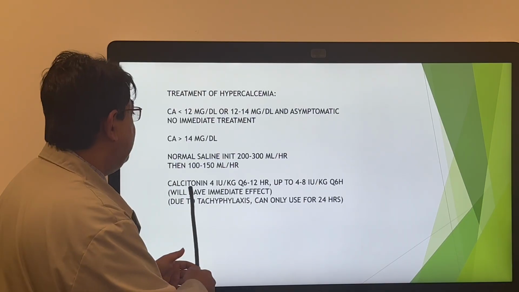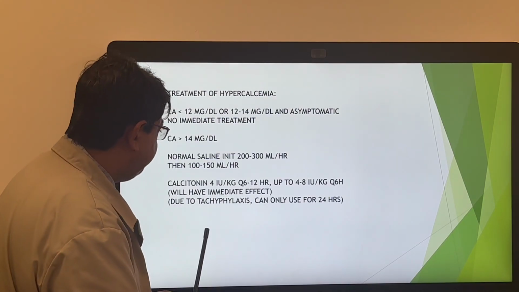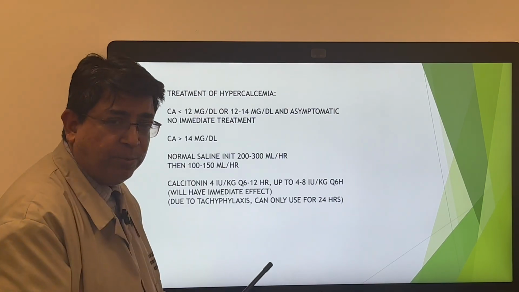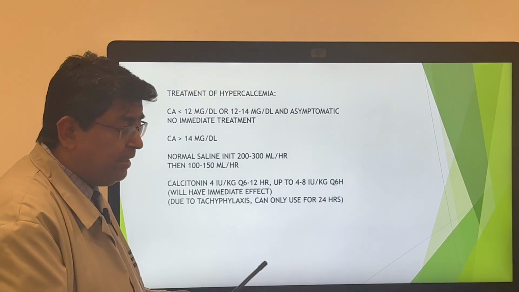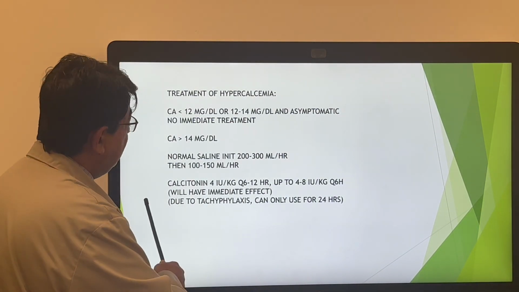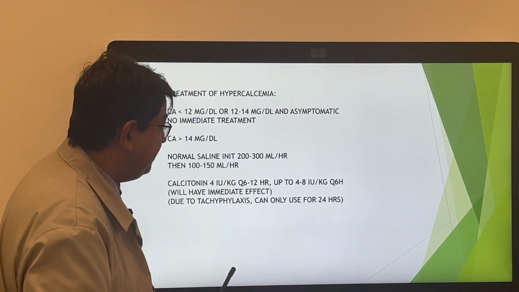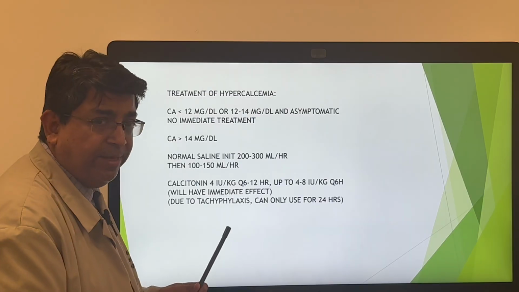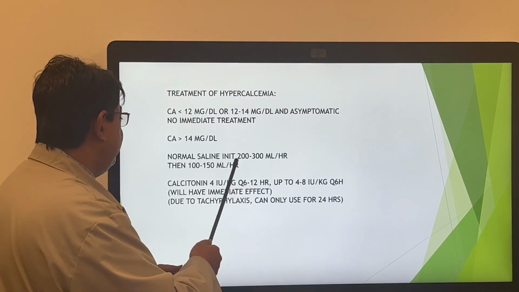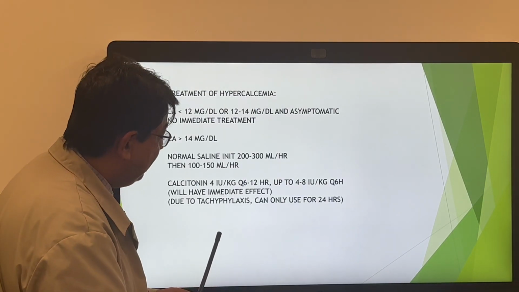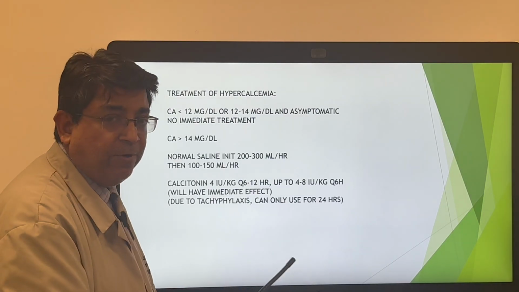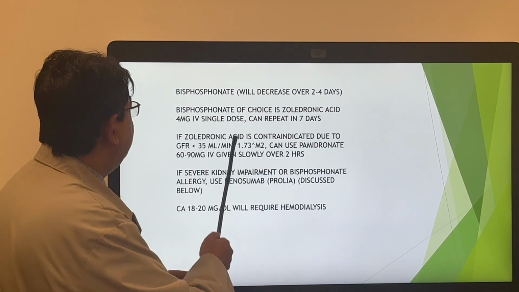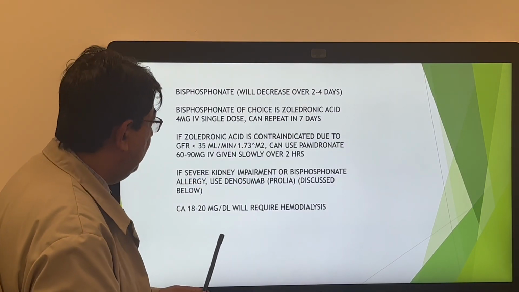You should start calcitonin. But remember that calcitonin has an immediate effect, so it is important. It brings down the calcium very fast, but it is subject to tachyphylaxis, which means that after 24 hours, it will no longer be effective. So even though you use calcitonin for the immediate effect, you have to have a plan for long-term calcium reduction. Next slide. And that's where bisphosphonates play a role.